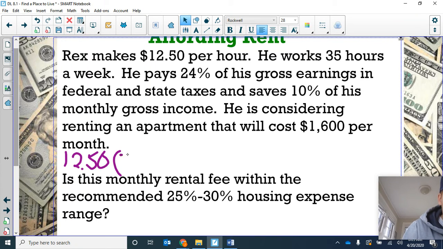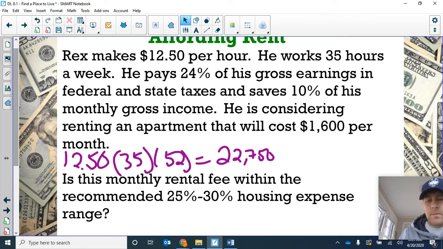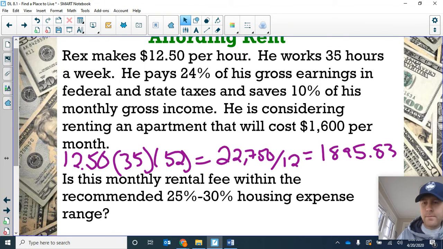So we're going to take the $12.50 and multiply it by 35 hours per week and 52 weeks per year to get a yearly income of $22,750. Okay. We're going to divide that number by 12 now because there are 12 months per year to get his monthly income of $1,895.83.